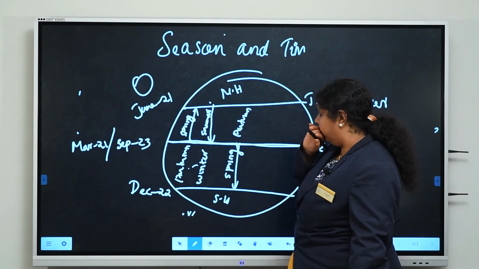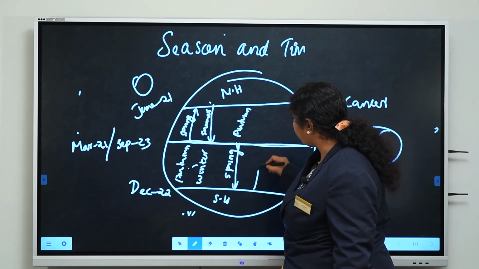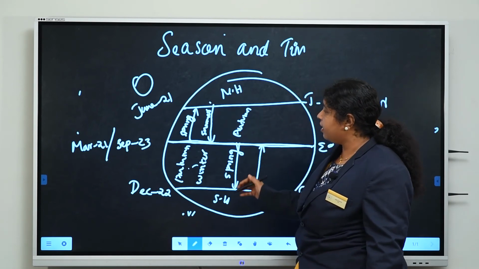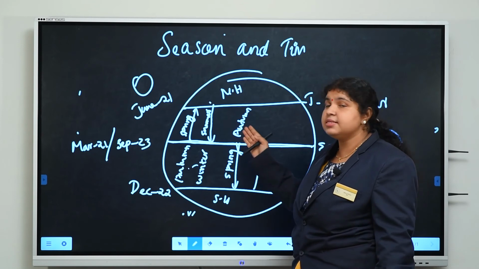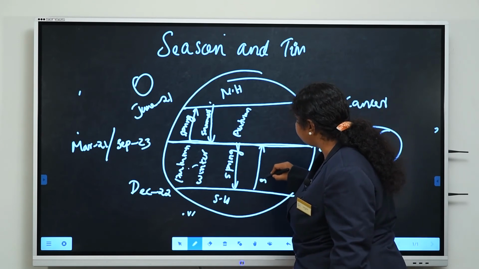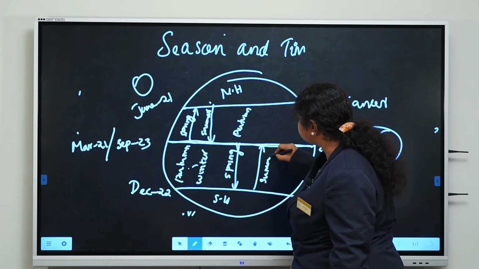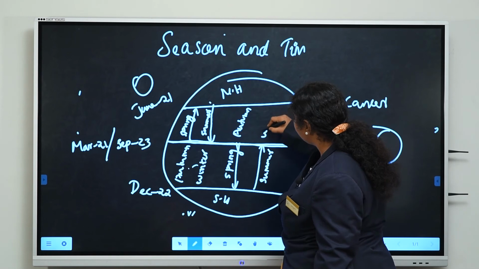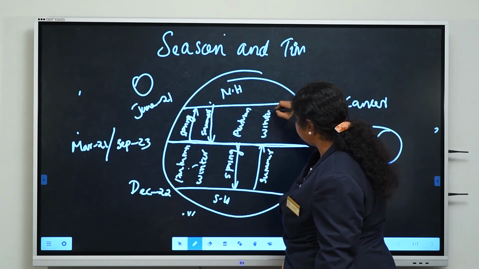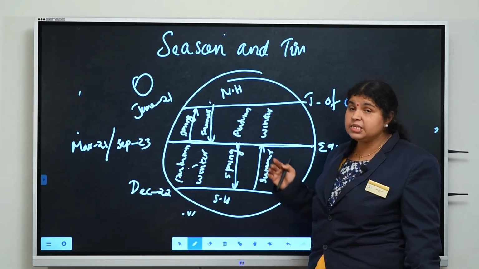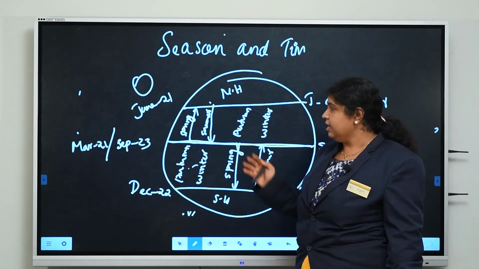Okay. Again the sun started its apparent movement towards the equator. On March 21, again the sun is over the equator. This time the southern hemisphere experiences summer and the northern hemisphere experiences winter. Okay. Then by using this diagram it is very easy for you.